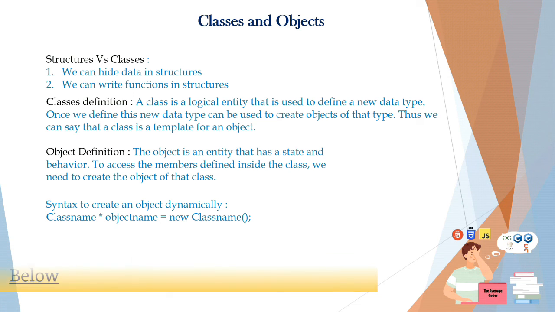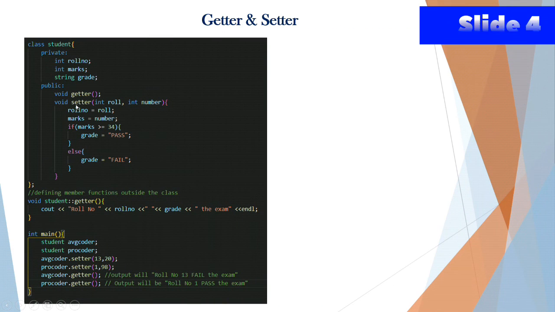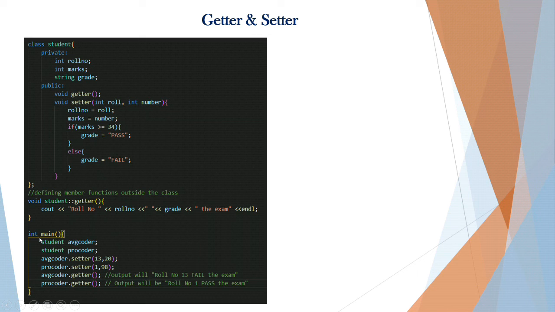So that's all about classes. Let me explain this code to you. Here a class called student is written. In the driver code we are creating two objects of this class: one is average coder and one is pro coder. For average coder we call a setter function and give the values 13 and 20. Since the setter function is in the public section, we can easily access it from the driver code.